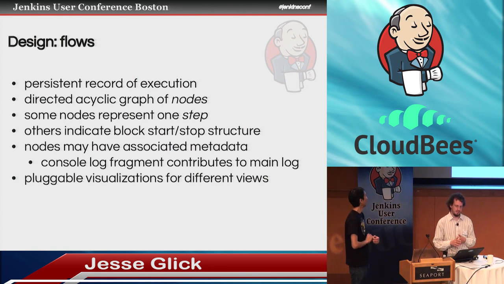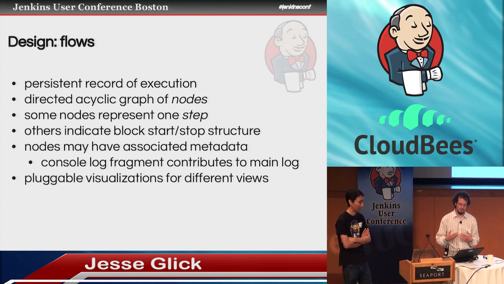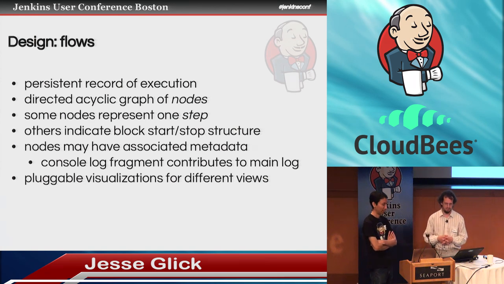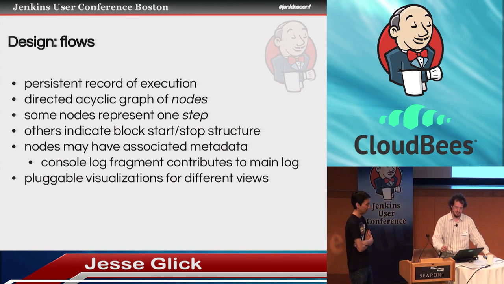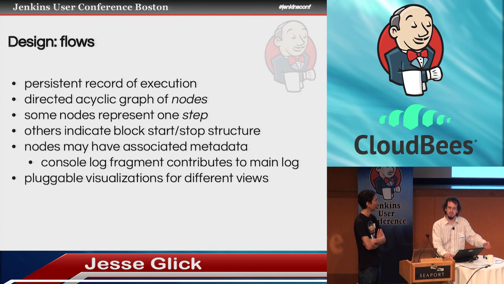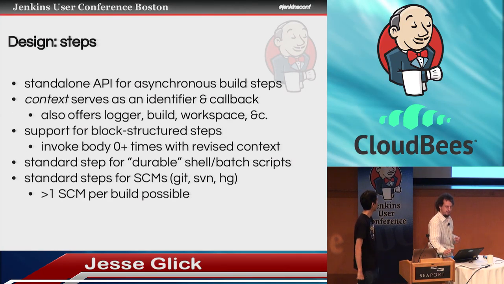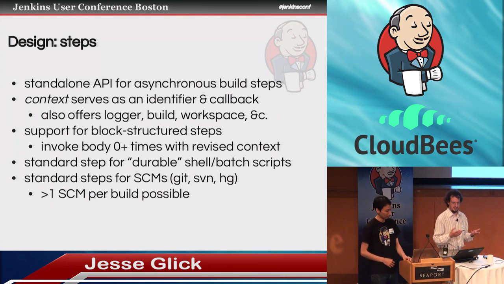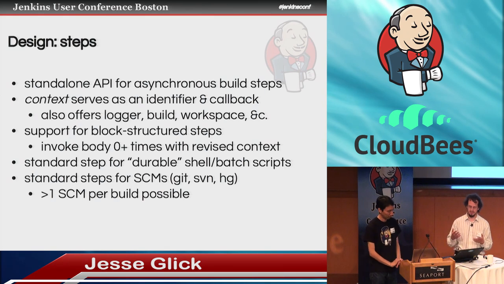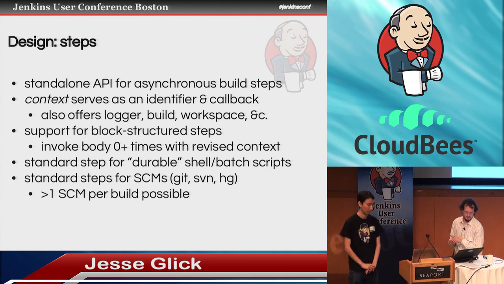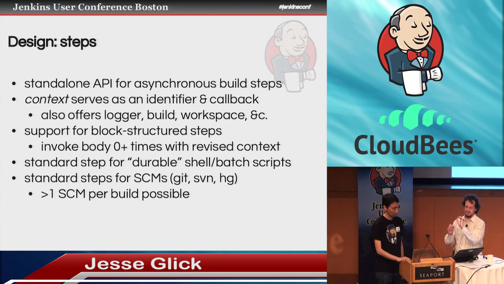There's a general system for representing the state of the workflow. We talked a bit about the representation of the execution and how you can have visualization for different parts of it. There are different kinds of steps available. We saw a Git checkout step, and we saw some shell steps being used that do single tasks.